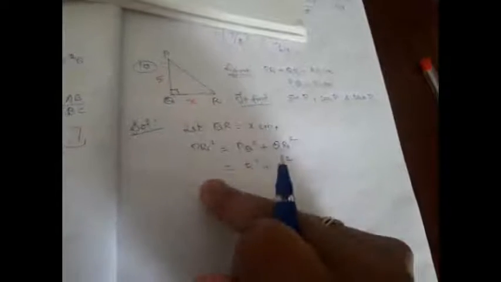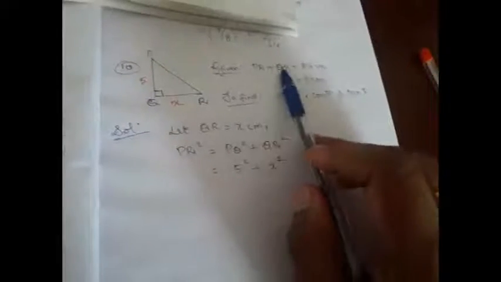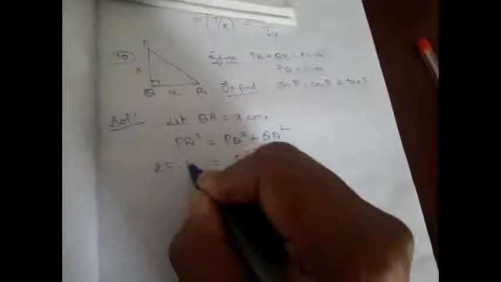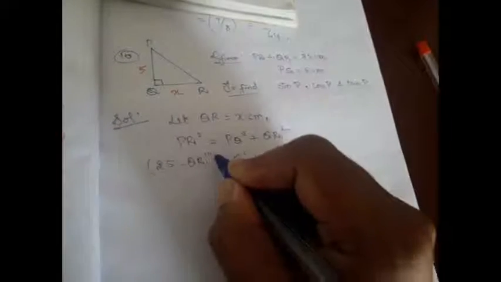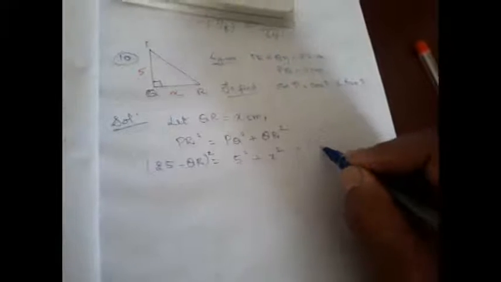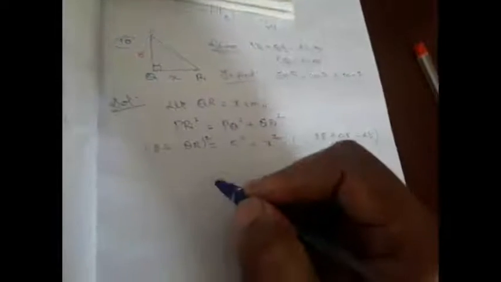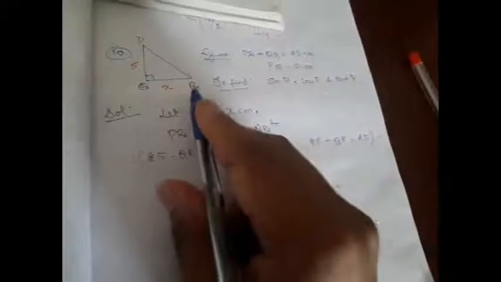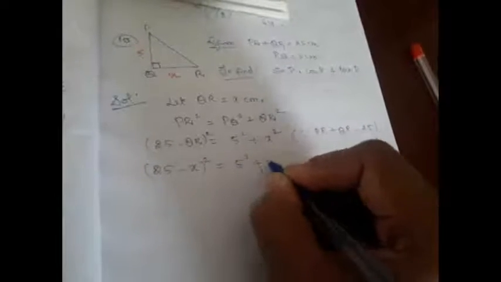Now, if I have one more unknown variable, we cannot solve it. So try to express PR in terms of x. PR plus QR is 25, so PR can be written as 25 minus QR. So this is 25 minus QR the whole square, since PR plus QR equals 25 centimeter, which is given in the question. Now what is QR? QR we have assumed as x. So this is going to be 25 minus x the whole square, which is equal to 5 square plus x square.